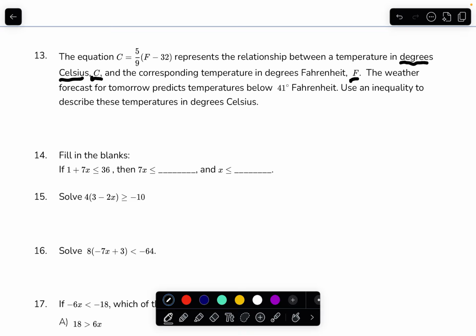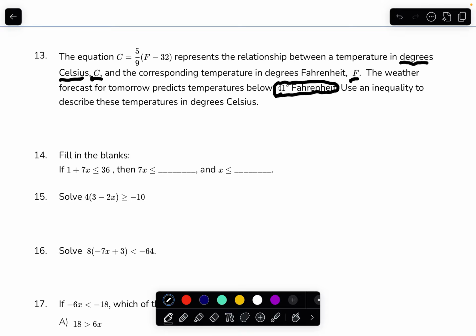Water in Fahrenheit freezes at 32 degrees and boils at 212 degrees. So it's just weird. I think Celsius would be better, but we're all used to Fahrenheit, so we're not going to change. Okay, the weather forecast for tomorrow predicts temperatures below 41 degrees Fahrenheit.